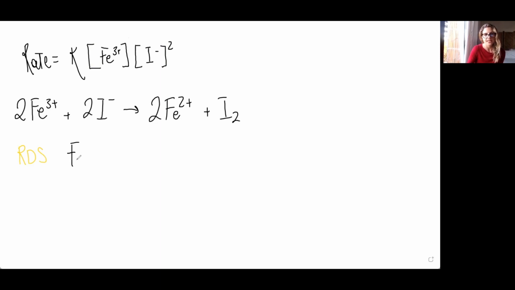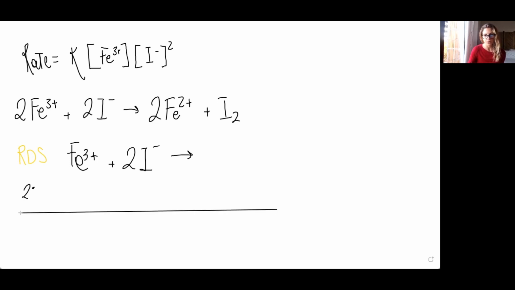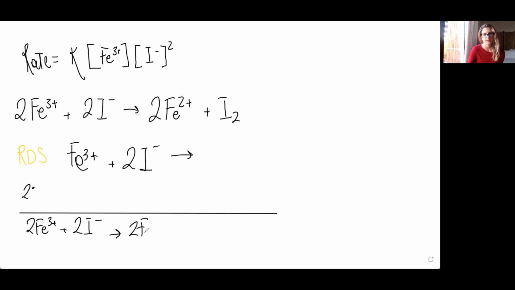So we know that in the rate determining step, we would have Fe3+ reacting with 2 moles of iodide, and this would give us something. So that's the first step, then we have the second step. Before we construct that, what we need to think about is that everything has to sum up to the overall equation. So we can construct a kind of equation system where we keep in mind what is present in the overall equation and what is missing in the second step.